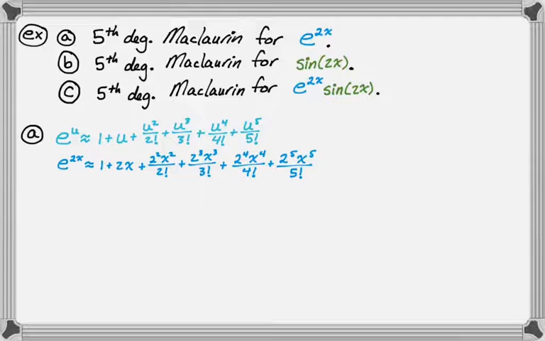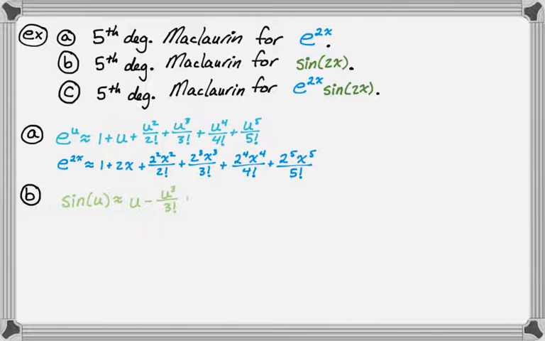Okay, so we had memorized e to the x, I changed it to e to the u, and then I did a composition. I'm going to do the same thing with sine because I've memorized the sine series. So sine of 2x, or sine of u, I should say. Sine is an odd function. We're going to get all the odd powers with their factorials, and then it alternates.